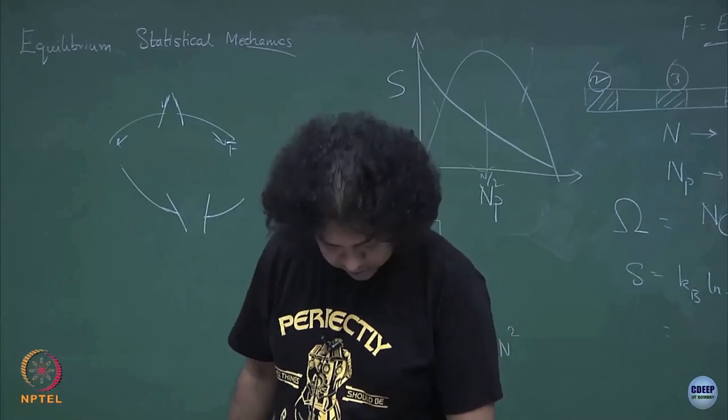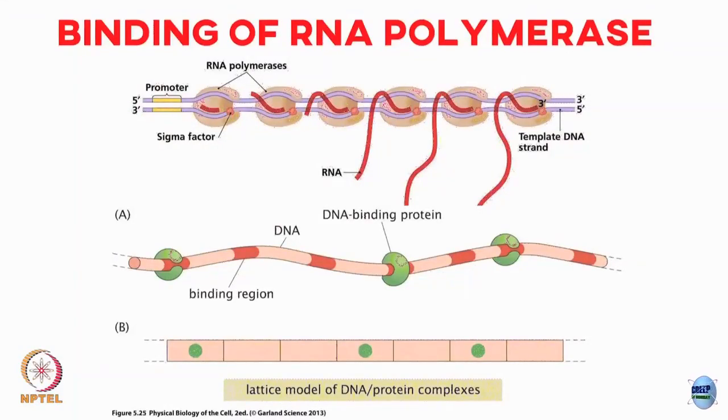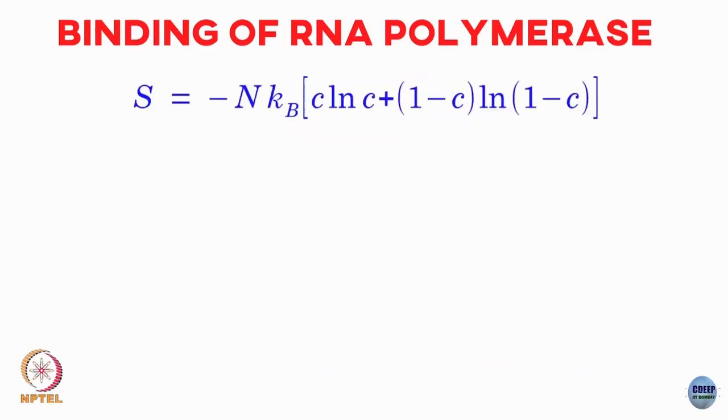Now, does that make you recall the formula for the entropy? No? So, this is the microstate counting which we have done. So, you should again go back and recall.